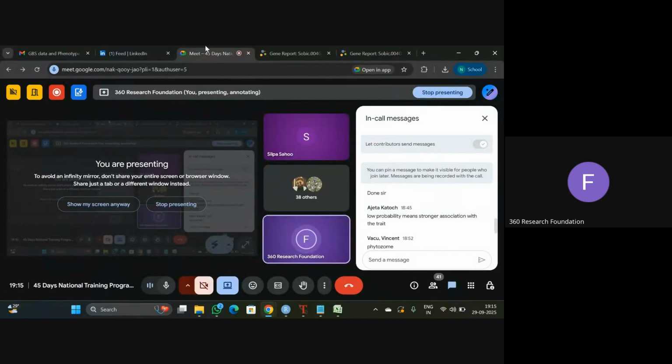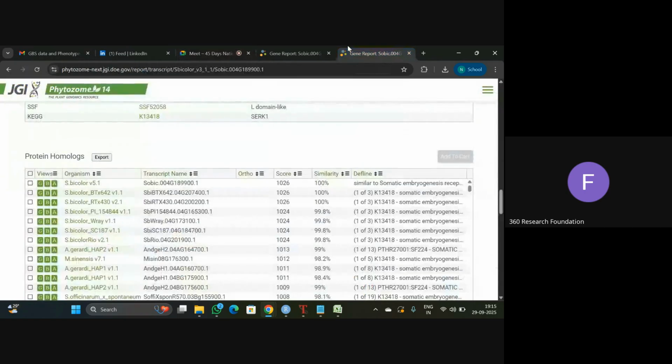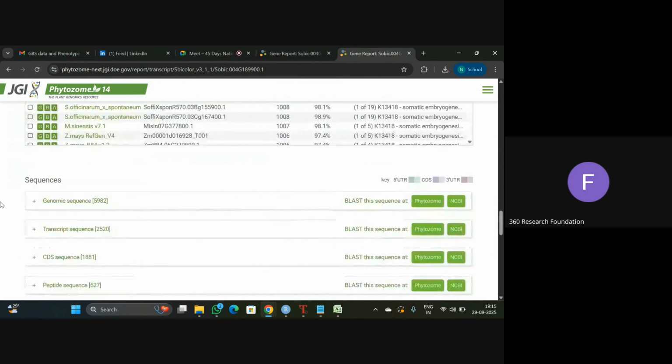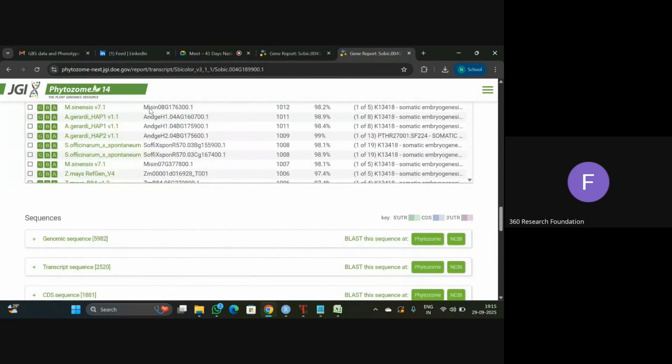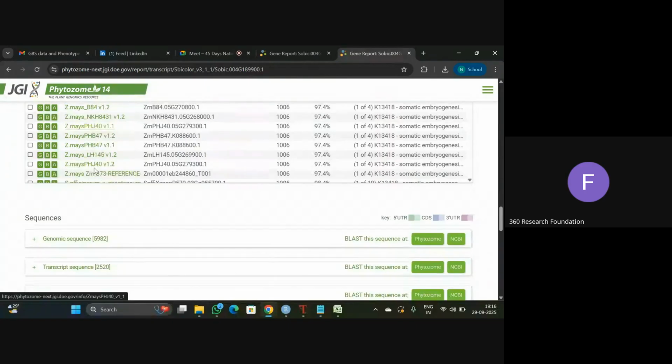So it is like I am the identified gene. Someone will show 100% similarity, someone will show 30%, someone will show 10%. It is like that. So see, we have identified it in sorghum, but it still has 98% similarity in saccharum. Then Z maize.